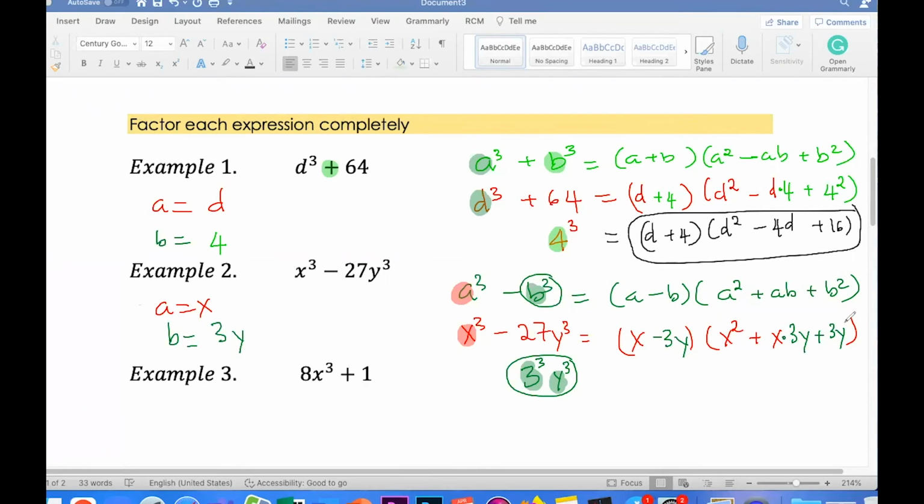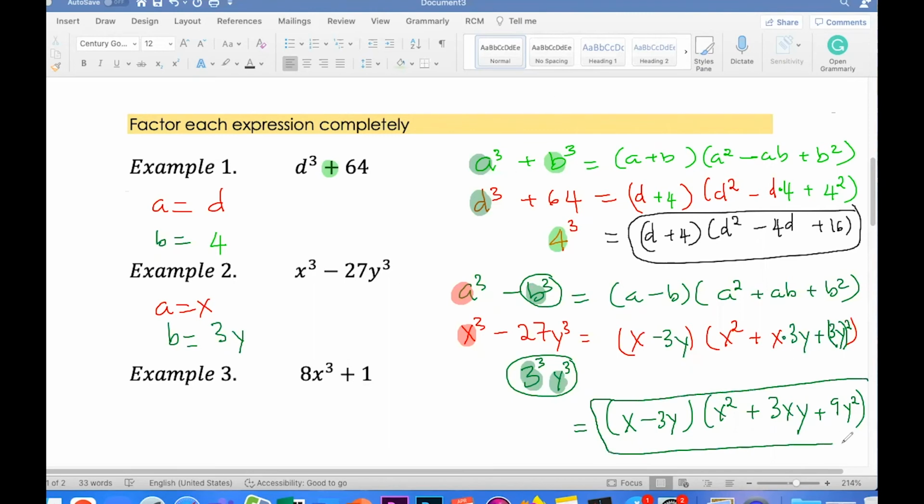Whoa, here the problem happened. If I only put the square like this, the square only goes to y. The 3 will be like, hey, what about me? So you have to make sure you put a parenthesis here as well. Okay, now it's going to give you something that looks like this. x minus 3y, x squared plus 3xy. And then plus, finally, this is 3 squared, that's going to give me 9, and then y, that's going to be y squared. And that's how you got the last example, number 2.